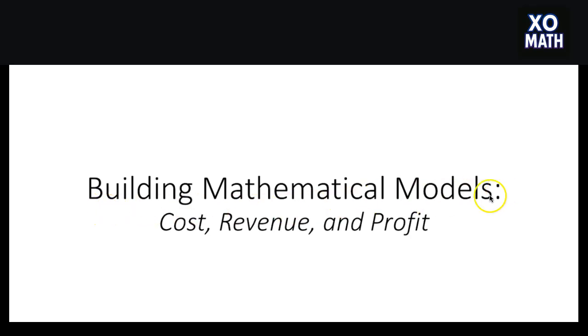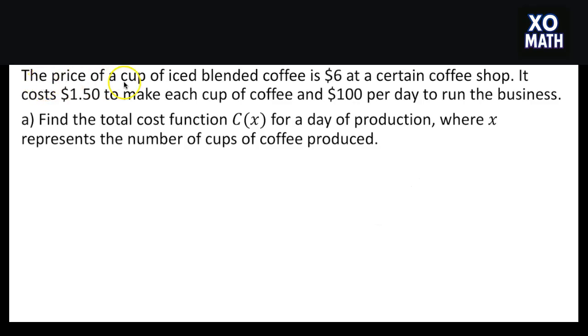Building mathematical models, cost, revenue, and profit. The price of a cup of ice blended coffee is $6 at a certain coffee shop. It costs $1.50 to make each cup of coffee and $100 per day to run the business. Part A. Find the total cost function C of x for a day of production, where x represents the number of cups of coffee produced.